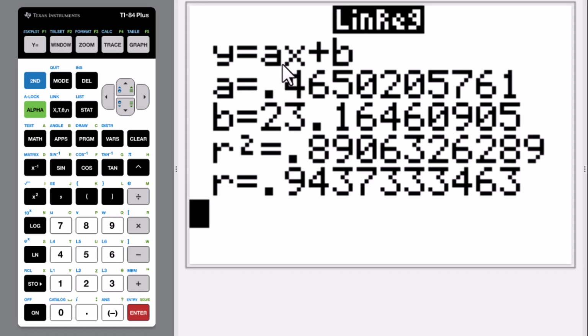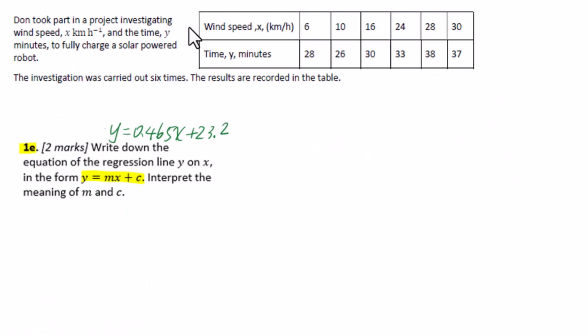The slope of a linear function is 0.465. The y-intercept is 23.2 at the 3 sigma fix. This is Pearson's correlation coefficient, 0.944. We already got the equation of a linear regression line. y equals 0.465x plus 23.2. We need to interpret the meaning of m and c.